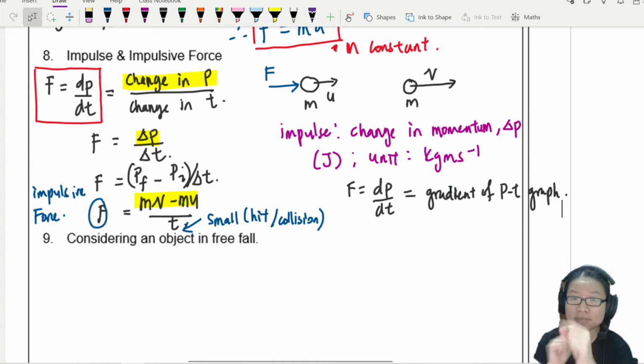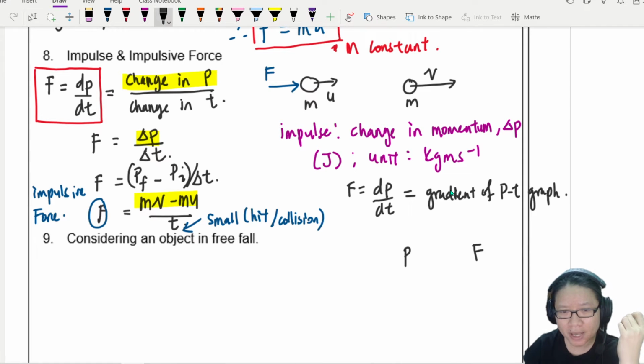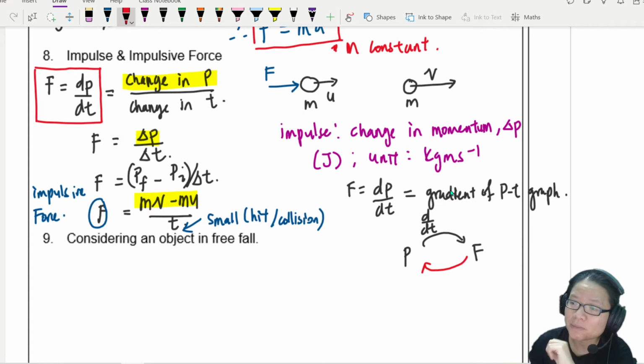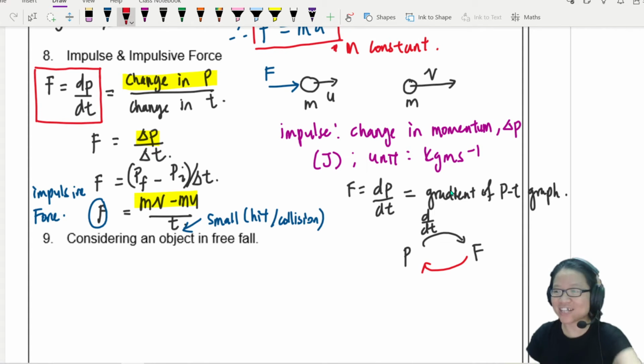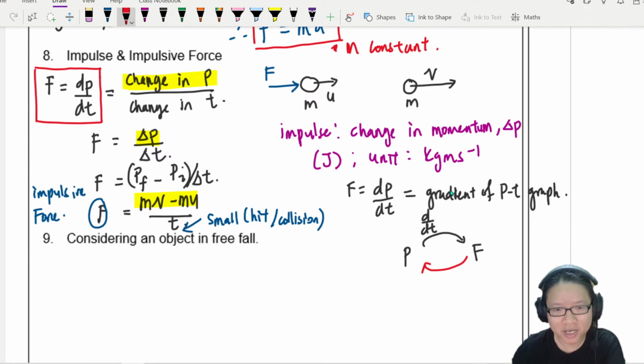And also sometimes I can move things around. If I differentiate p, d/dt, I get force. Then when I want to reverse back, what do I do? You smart people there: teacher, you integrate. We did this before in displacement, velocity, acceleration. Correct. So this one is integrate with respect to t.